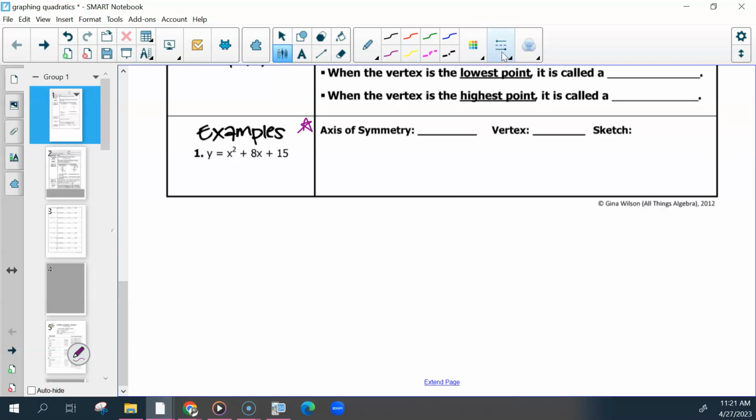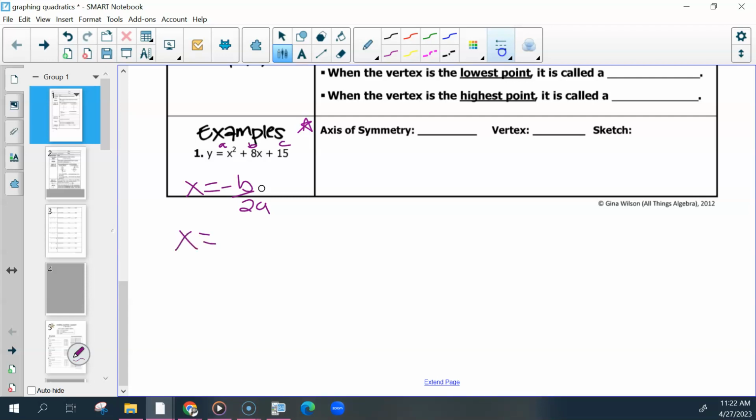So we have to find our axis of symmetry first using that formula from above, x equals negative b over 2a. If you need to or want to, you can label each variable so you know which one is which. What comes in front of x squared is a, what comes in front of x is b, and the last one is c. So you're going to use those numbers.